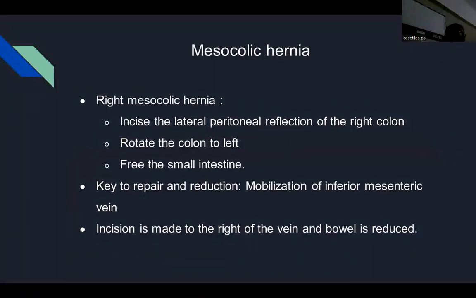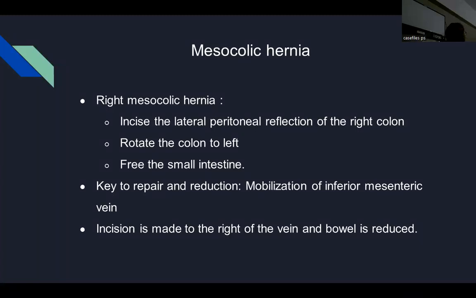Coming to the patients with mesocolic hernia, for those who present with a right mesocolic hernia, we have to incise the lateral peritoneal reflection of the right colon, rotate the colon towards the left side, free the intestine and reduce the hernia. The key to the repair and reduction in the left mesocolic hernia is similar, and along with that we have to mobilize the inferior mesenteric vein, which forms the right border of the hernia sac.